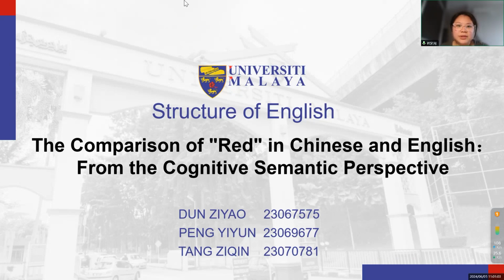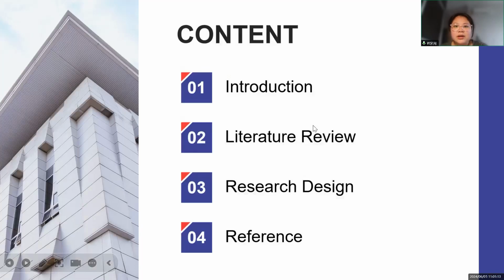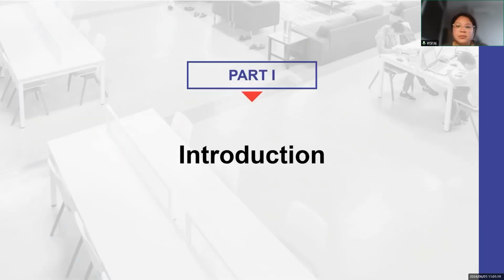Our title is The Comparison of Red in Chinese and English from the Cognitive Semantic Perspective. Our study will be presented in three parts: introduction, literature review, and research design. And I will introduce the introduction part firstly.